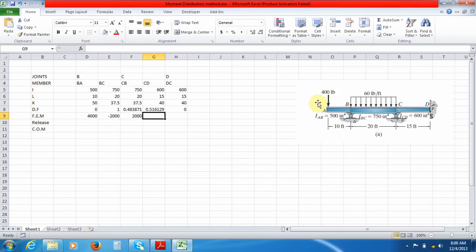Now there is no load on member CD or member DC, so we put 0 and 0.